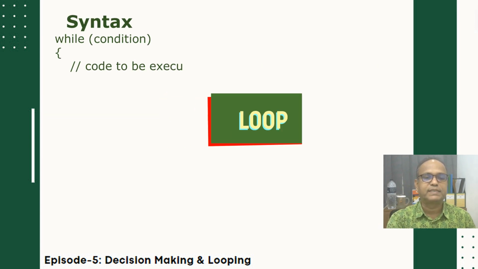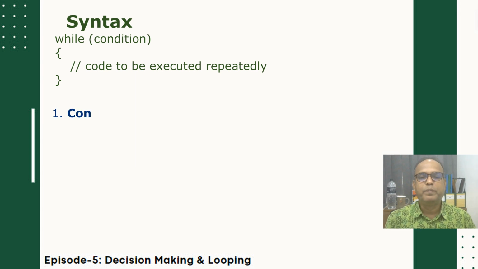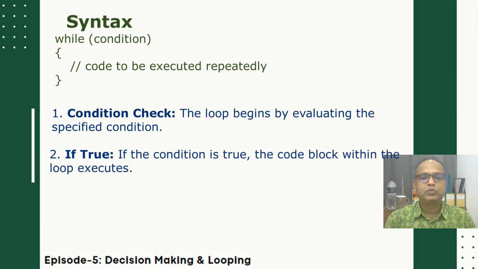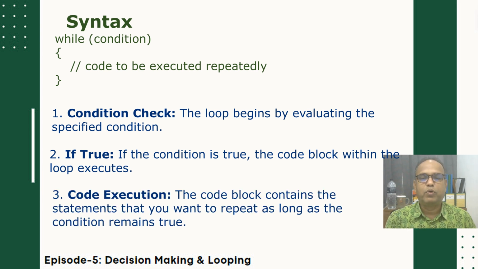While loop syntax. Condition check: the loop begins by evaluating the specified condition. If the condition is true, the code block within the loop executes. Code execution: the code block contains the statements that you want to repeat as long as the condition remains true.